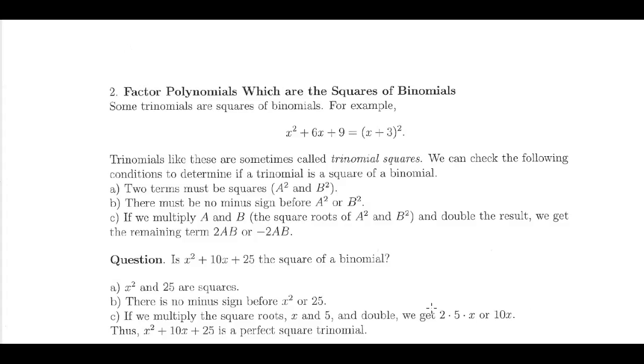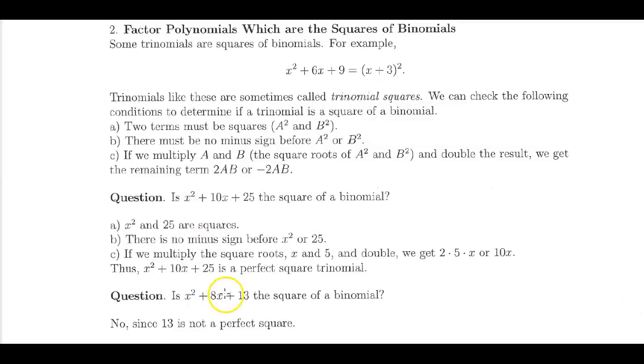So is the trinomial x squared plus 10x plus 25 the square of a binomial? Well, x squared and 25 are squares. There's no minus sign in front of those. If I multiply the square roots of x squared and 25, I'm multiplying 5 by x, and I double that, I get 10x, and that is the middle term. And so doing that test, I see that that trinomial is a perfect square.